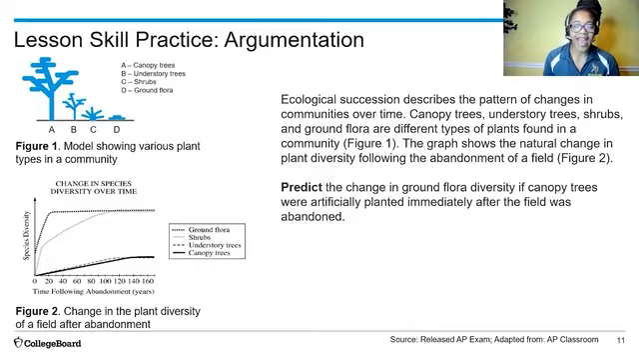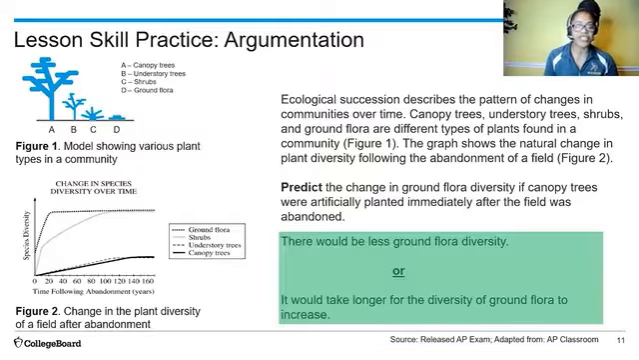All right, well, welcome back. As we've read through this example of ecological succession, it says predict the change in ground floor diversity if canopy trees were artificially planted immediately after the field was abandoned. And we have to use our diagram to assist with that. And so here are two possible predictions you could have made.